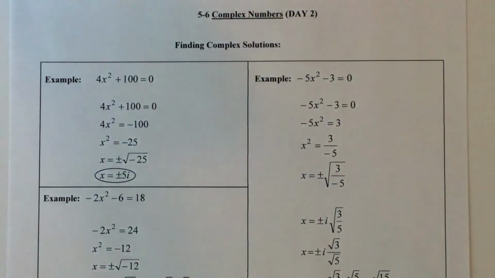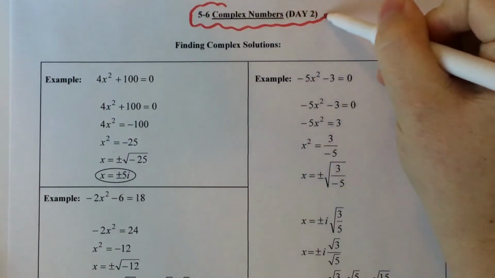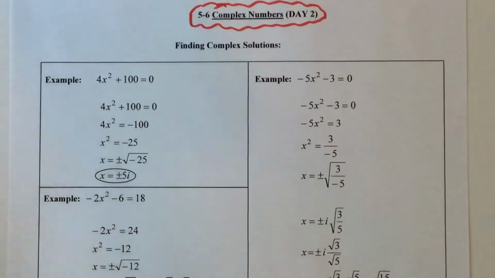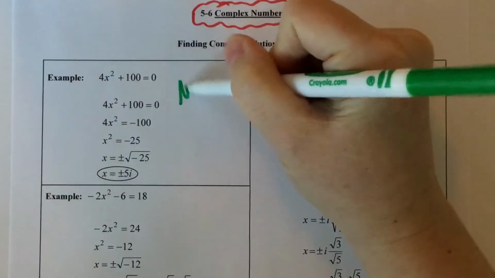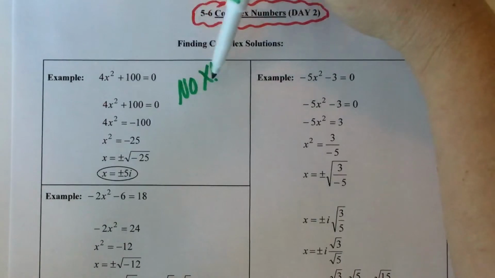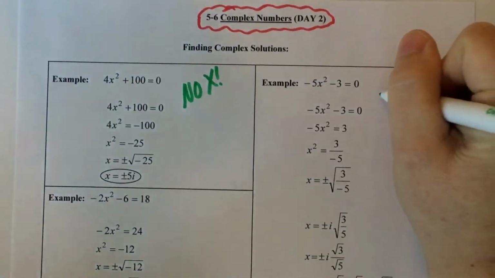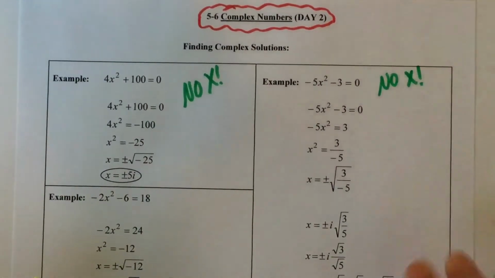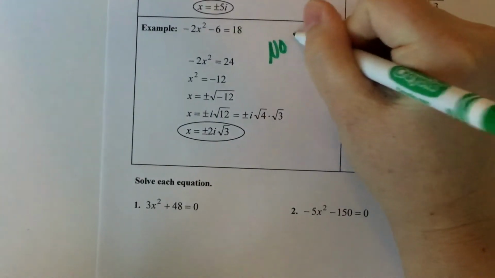Okay, today we are working with our complex numbers again, our i, and we're going to be solving some equations today. So I have 3 examples here that you guys could look at if you wanted. I did want you to realize that none of these problems have an x. There's an x squared, there's a constant, but there's not just a plain x. Same thing here. There's an x squared, there's a constant, there's no x. Here, same thing. There's an x squared, there's a constant, but there's no x.